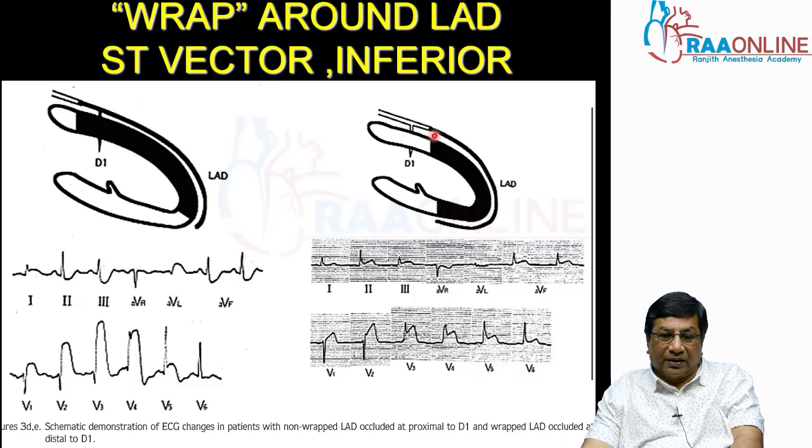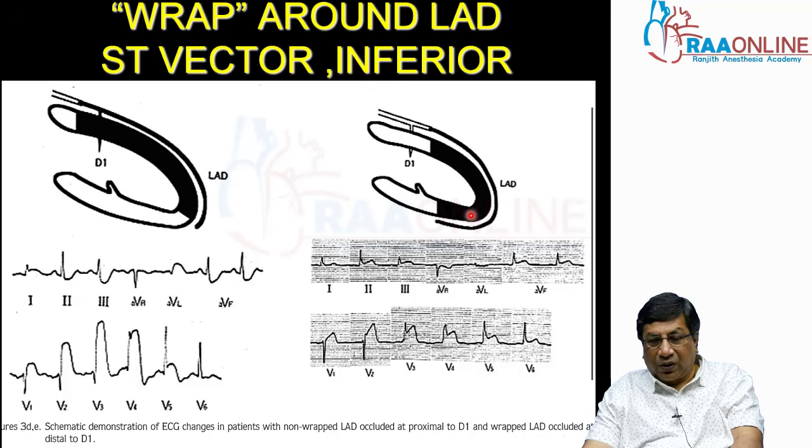Let us imagine I have a distal lesion, but in this distal lesion I have a long LAD which also winds around the apex and supplies some amount of inferior wall. So in this lesion, my injury vector is now directed inferiorly because the apical segments are involved and the inferior wall is involved because of a very long LAD which is wrapping around the apex. This is called a wrap around LAD, a very long LAD, when there is a distal lesion.